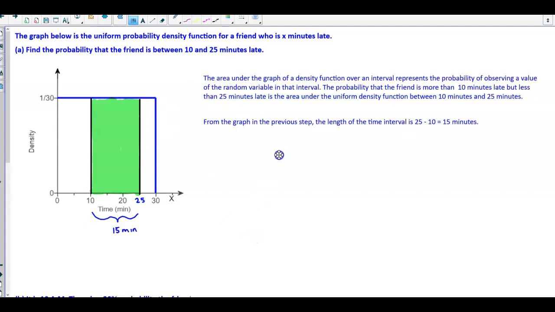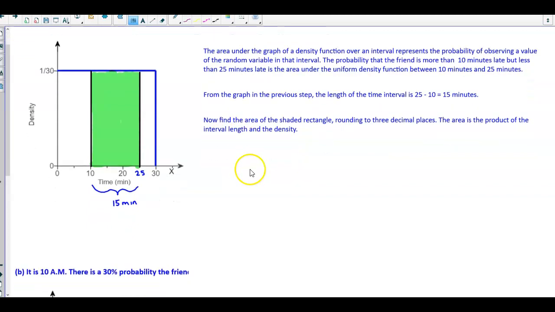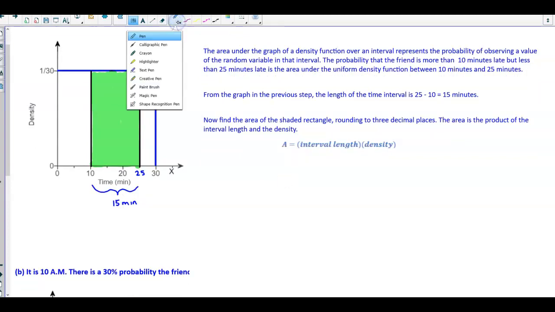Okay? And so now, in order to find the area of the shaded rectangle, we're going to round to 3 decimal places. The area is the product of the interval length and the density. The area, which we shaded green, is A, and that's going to equal the interval length. Well, what is the interval length? We determined that the interval length was 25 minus 10, which is 15 minutes. And then what is the density? Well, the density goes from 0 to 1 over 30.